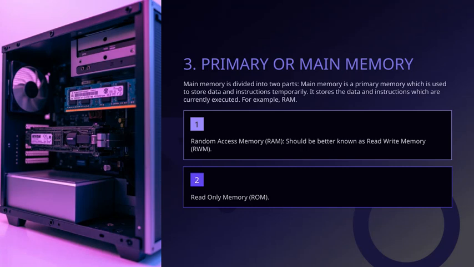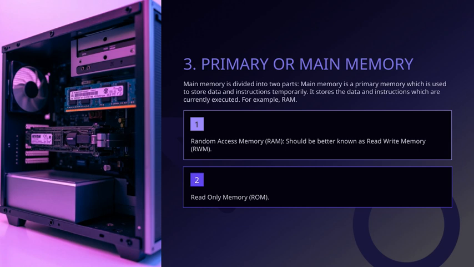Let's talk about primary or main memory. This part of the computer is divided into two key sections. First, main memory is used to store data and instructions temporarily. Think of it as the workspace where the computer keeps things it's actively working on. It holds the data and instructions that are currently being executed, so the processor can access them quickly. An example of this is RAM, or random access memory. RAM is often called read-write memory because it allows data to be read from and written to it rapidly, making it essential for smooth performance.